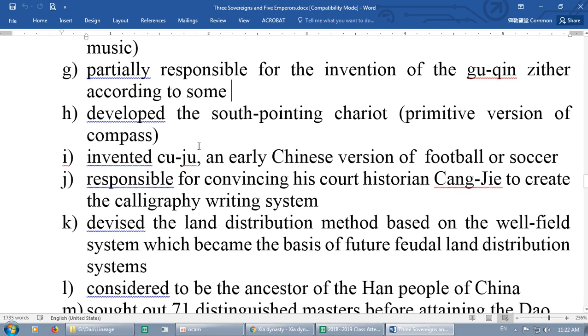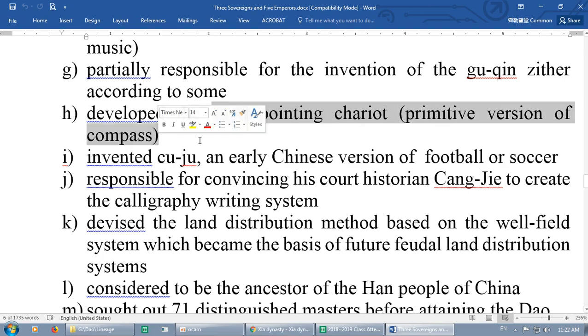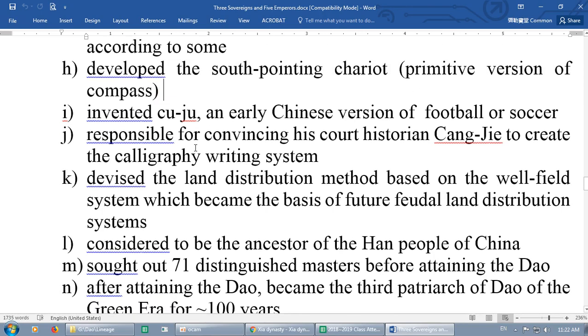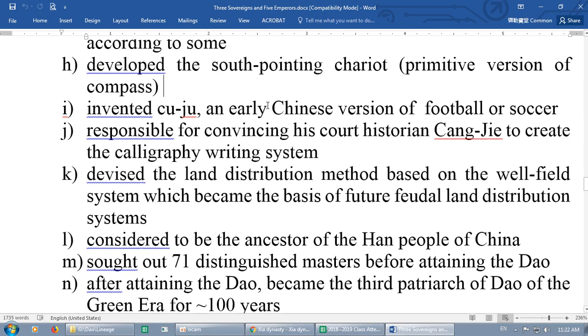He also developed a south-pointing chariot. It's like a primitive version of a compass. Now, it's not a real compass. Later on, supposedly, one of his generals discovered the lodestone. That's much later, I think, not his generals, some other dynasty. I forgot, but it doesn't matter. He used this in one of his battles, supposedly, and that's how he was able to navigate in the dark and defeat his enemies. So anyway, he also invented this.